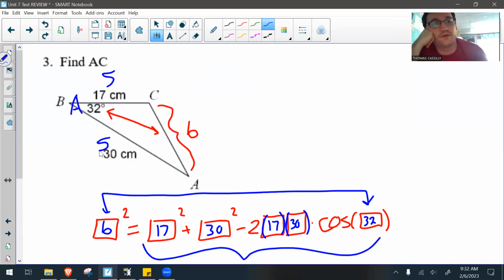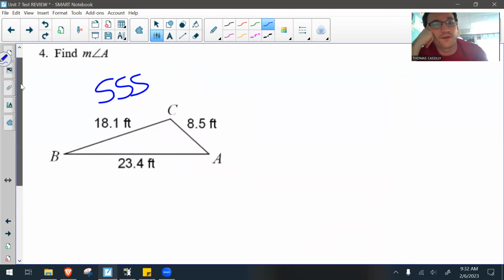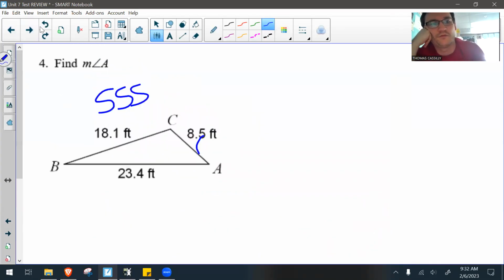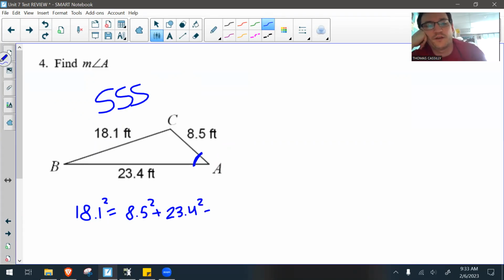So that's another indication that we have to use the law of cosines. All right, so we're looking for angle A. So we are going to have 18.1 squared equals 8.5 squared plus 23.4 squared minus 2 times those same two numbers, 8.5 times 23.4 times the cosine of the angle that we are looking for, angle A.